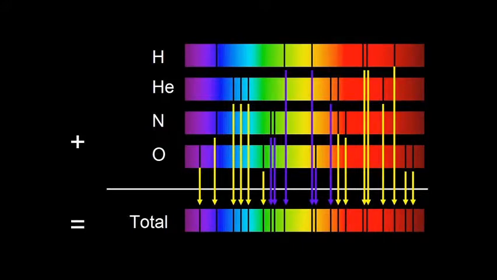So the solar spectrum is basically the sum of all the different lines from different elements. An experienced astronomer can decipher this code and determine which elements were present in the sun's atmosphere. How cool is that?